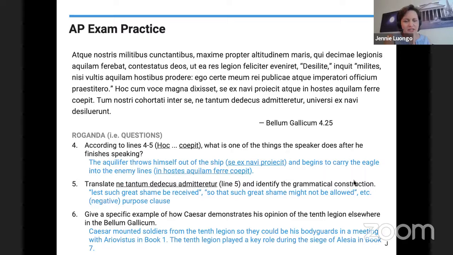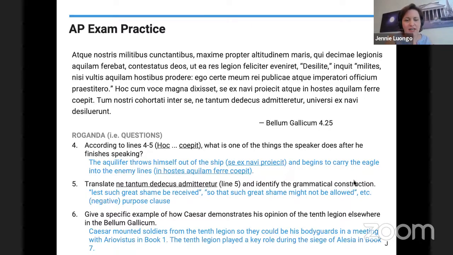All right, so continuing on in this passage, lines 4 through 5, hoc through quapit: hoc cum voce magna dixisset se ex navi proiecit atque in hostes aquilum ferre quapit. What's one of the things that the speaker does after he finishes speaking? So he se proiecit. I love this part. He threw himself off of that ship, and he quapit ferre. He began to carry the eagle in hostes, into the enemy lines, against the enemy.